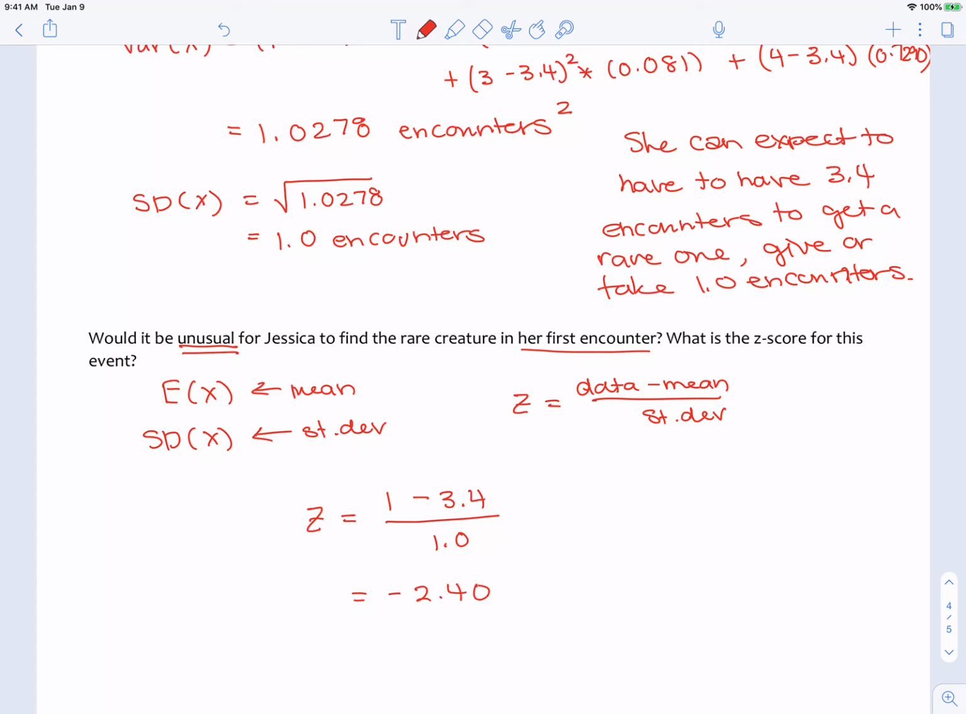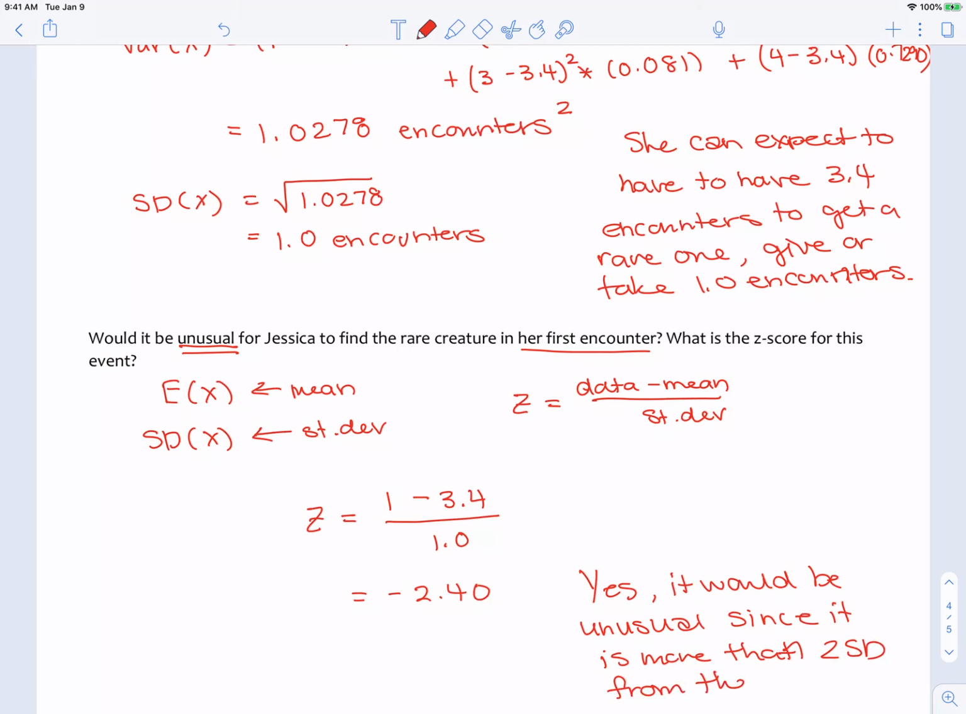Remembering again, z-scores are signed and can be positive or negative. A negative z-score means that our data value was less than the mean. And the fact that it's negative 2.40, that is more than 2 standard deviations from the mean. So yes, it would be unusual, since it is more than 2 standard deviations from the mean or expected value of X.